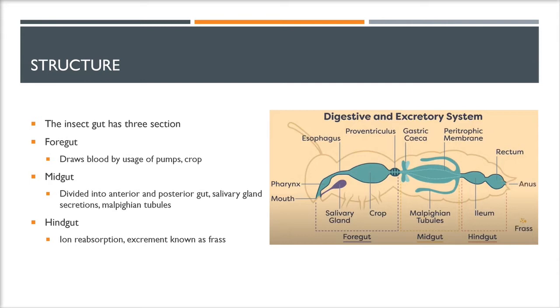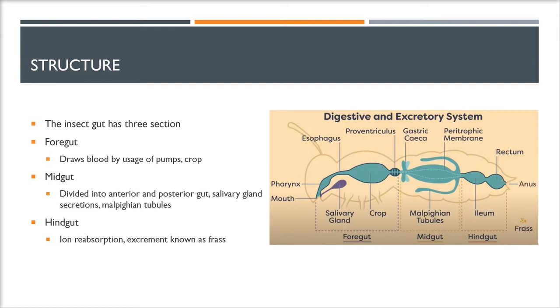The second and the main chapter's concept is the midgut. It can be divided into 2 or 3 sections: anterior, middle, and posterior midgut. Salivary gland secretions are used to make the blood easier to pass and digest in the midgut. These secretions can be found close to the mouth parts of the insect. The last part of the midgut is the Malpighian tubules.